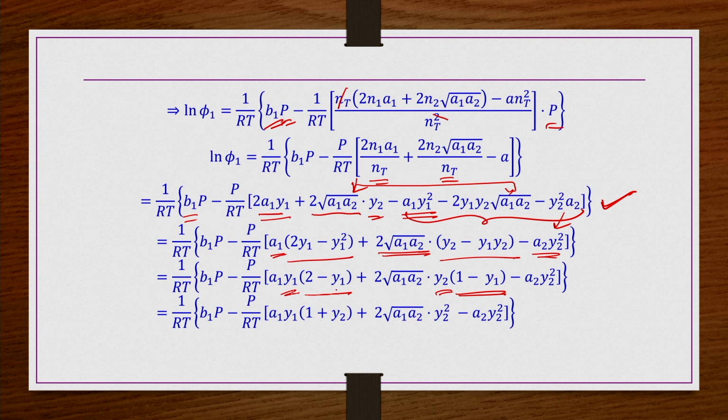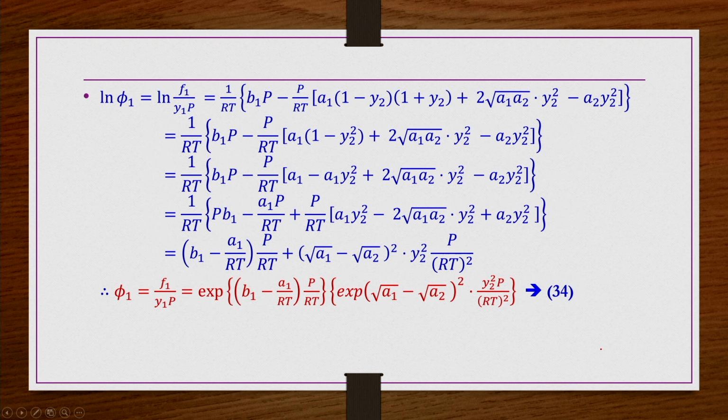In place of y1, if I substitute 1 minus y2, I can write 2 minus y1 as nothing but 1 plus y2. And then here in the second case, 1 minus y1 I can write y2. So y2 into y2, y2 square, and this term is as it is. Next step, this y1 I can write as 1 minus y2. So that 1 minus y2 into 1 plus y2 I can write as 1 minus y2 square. So that is what I have.